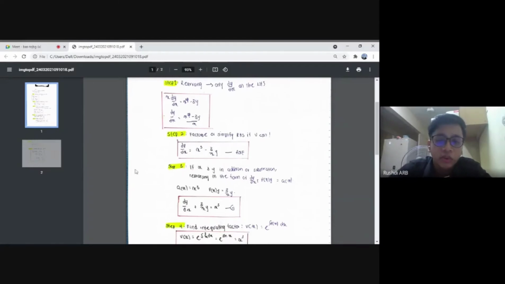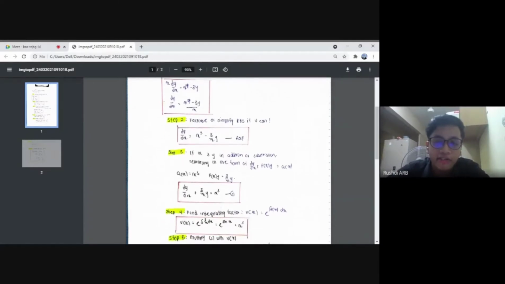And step 2 is factorize or simplify the right hand side if you can. So in this equation, we can see that x to the power of 4 and x can be simplified, which is dy over dx equals x to the power of 3 minus 3 over x times y. And then we will move on to step number 3.